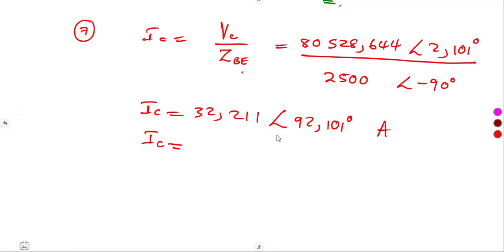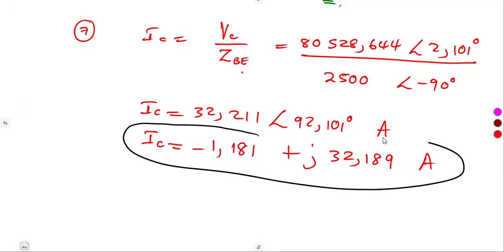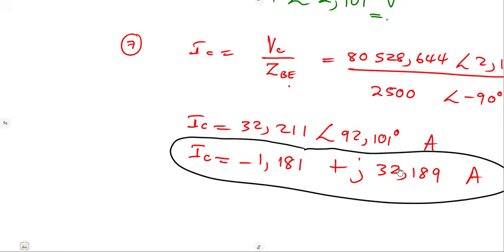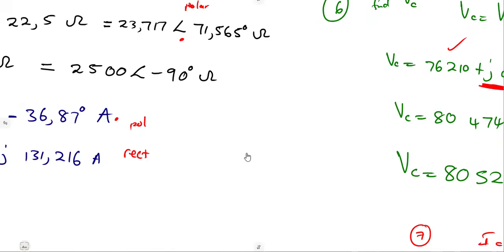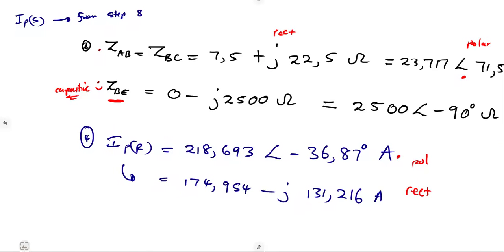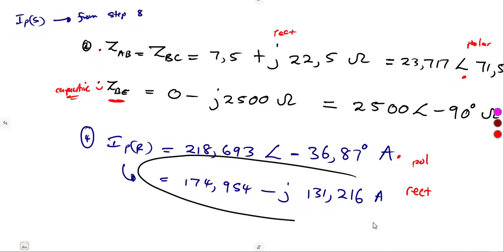So addition is best in rectangular form. So convert this one to rectangular form. That is going to give us negative 1,181 plus j32,189. So that is it in rectangular form. So this is what we need. We're going to take this current that we calculated and the one that we calculated in step 4. Step 4 was the current that we have on the receiving end, if you still remember. So these are the two that we need.